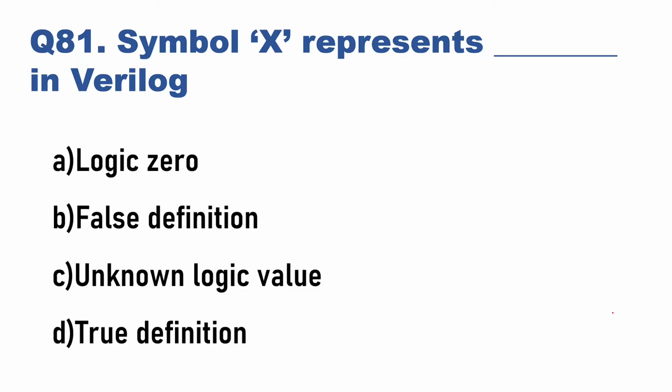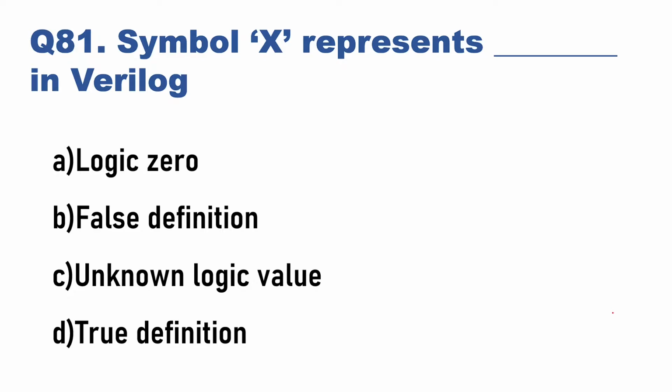Now here, Verilog is a hardware description language. Now hardware description language such as this system Verilog uses symbol X to describe any unknown logic value. That is, if a simulator is unable to decide whether the logic value should be logic 1 or logic 0 or Z, like high impedance, then it will assign X to that value.